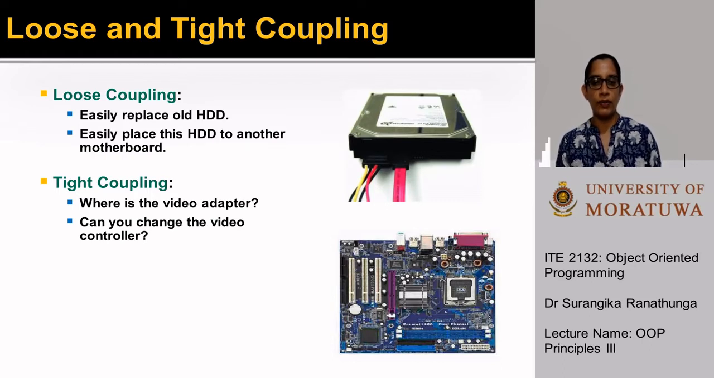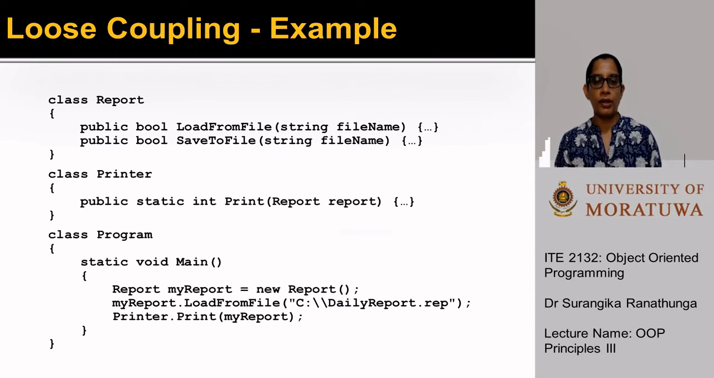Now just imagine the same thing. You have tight connections between classes and you want to replace one class with some other logic. You can't directly do that because of all these relationships that are there. So here's an example of loose coupling.